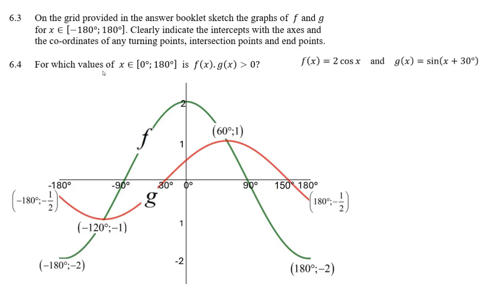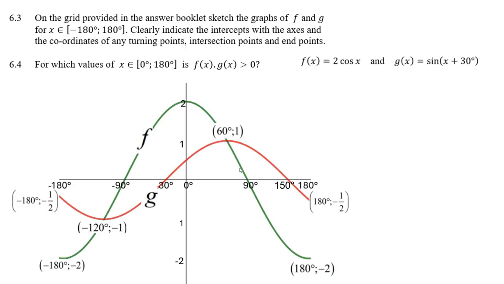Now, this question, for which values of the graph between 0 and 180, so forget about this down here. I often don't read that carefully, but you got to read it. Between 0 and 180, where is f times g positive? Where is f times g a positive number? Well, I think we're talking about where is f times g going to be greater than 0?